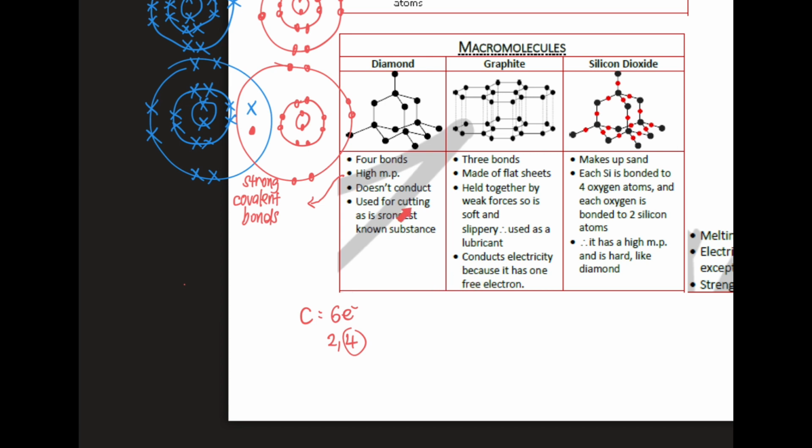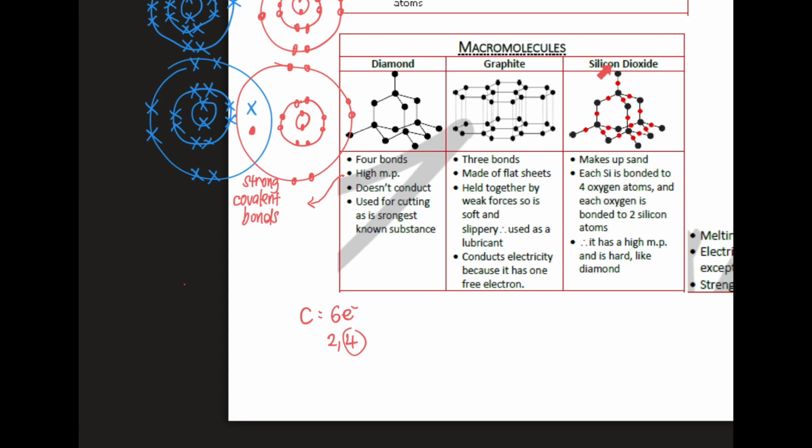So it is made of flat sheets. The structure is flat sheets held together by weak forces, so it is soft and slippery. That means you can easily cut through the van der Waals forces, or the weak intermolecular forces. Then this piece and this piece are separate, so that is what we call slippery. So it's soft. You can cut in this particular direction. So it is used as a lubricant. It conducts electricity because it has 1 free electron.